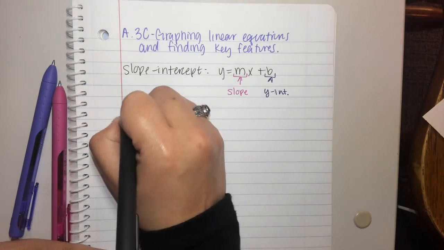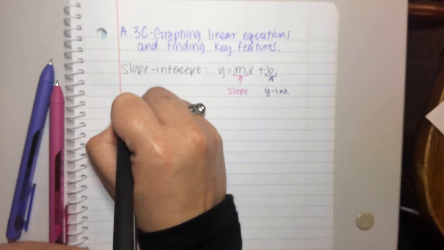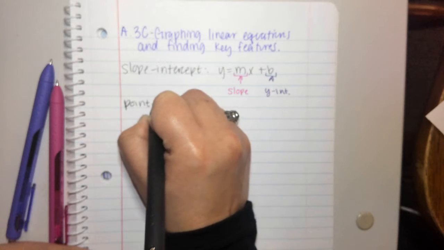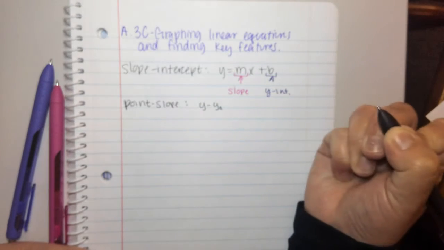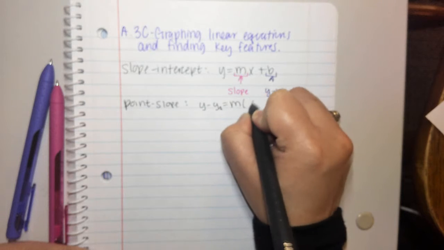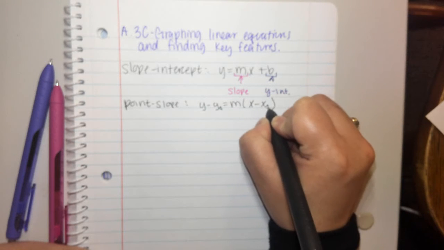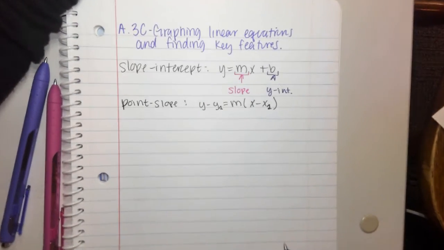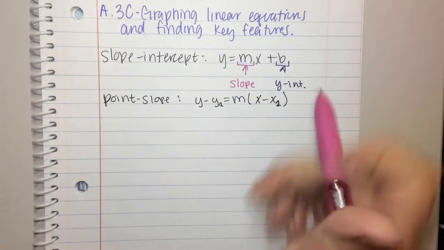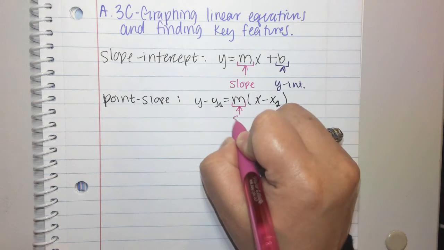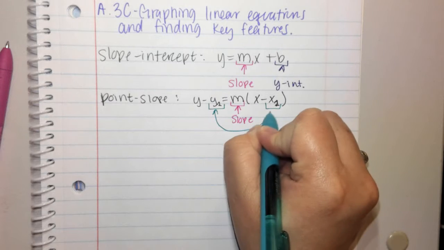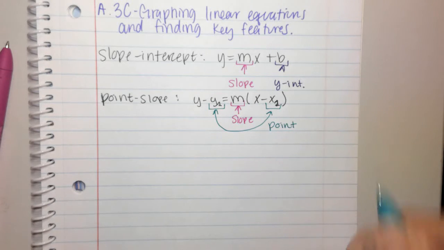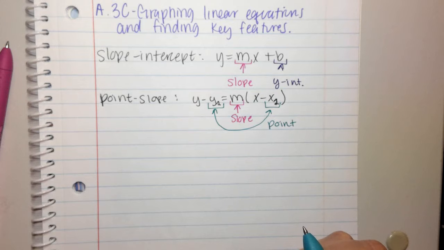And today we're also going to be graphing equations written in point slope. And that's y minus y1, that's a 1 not a comma, equals m parentheses x minus x1. Once again, that's a 1 not a comma. Where m still represents your slope, and y1 and x1 represent your point. If I am going too fast, please feel free to pause the video at any time.